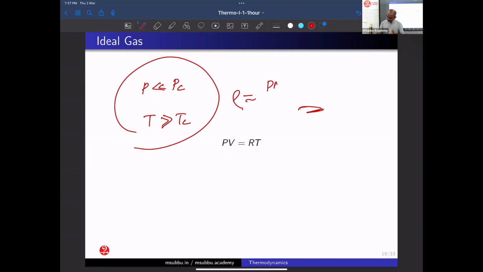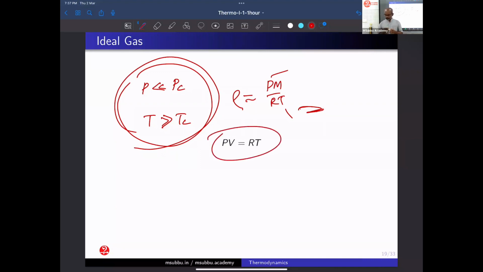Rho is PM by RT. So this T and P have to validate this condition, or they have to match this requirement. Then any component can be brought down to ideal gas state, and at that state this equation is valid: PV equal to RT. Of course, V refers to molar volume, and R is the universal gas constant.